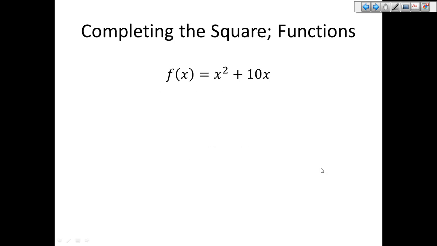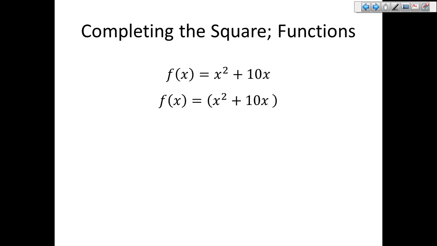Alright, now completing the square in functions is not much different, except we don't add anything to the other side. This is not an equation, this is a function. So the way I deal with this is I always like to group anything with an x. So I put a set of parentheses around my x squared plus 10x. Now I'm going to be adding a number inside, because I always add to complete the square. I'm going to be subtracting that exact same number outside.